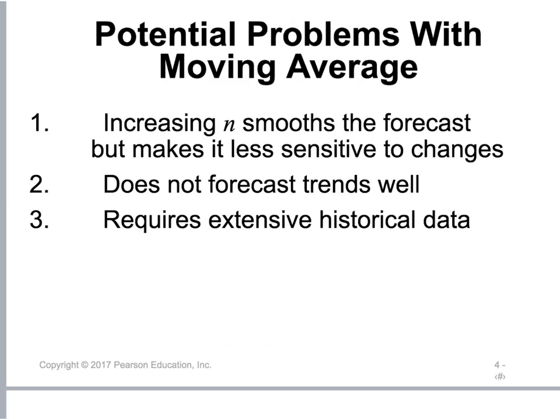Potential problems with the moving average. Increasing n smooths the forecast and makes it less sensitive to changes. It doesn't capture trends well, and it requires a lot of historical data.